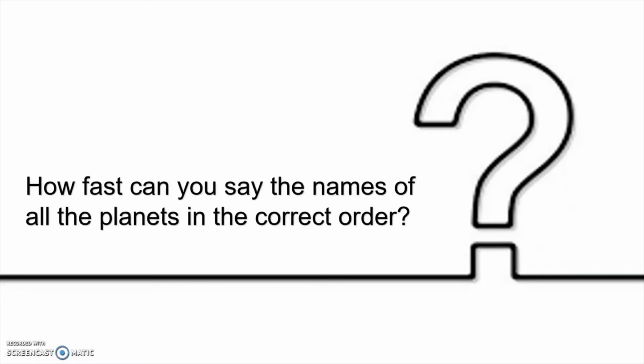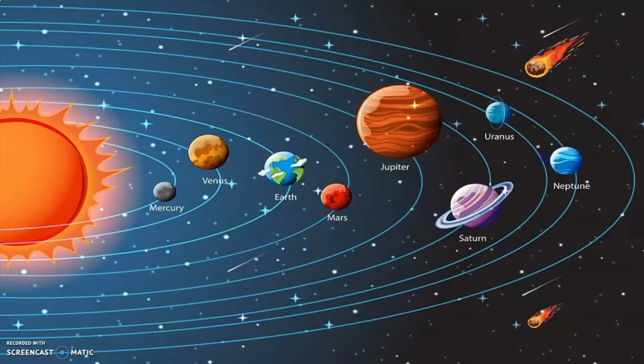Next. How fast can you say the names of all the planets in the correct order? Okay, let's do it together. In the first position, we have the Sun. Good job. And then followed by the other planets like Mercury, Venus, Earth, Mars, Jupiter, Saturn, Uranus, and Neptune.